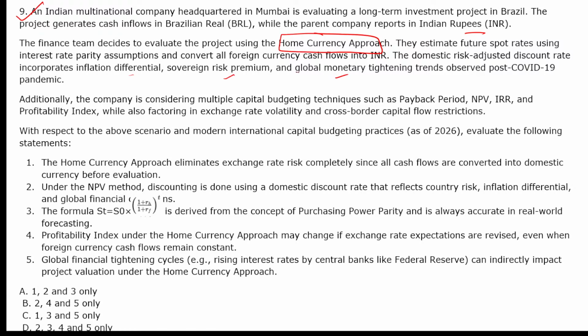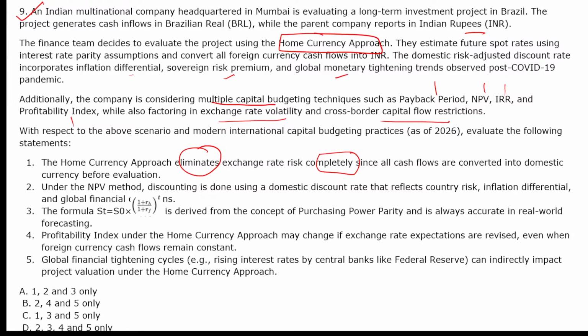Additionally, the company is considering multiple capital budgeting techniques such as payback period, NPV, IRR, and profitability index, while also factoring in exchange rate volatility and cross-border capital flow restrictions. With respect to the above, evaluate the following statements on modern international capital budgeting practices. Statement 1: The home currency approach eliminates exchange rate risk completely since all cash flows are converted into domestic currency before evaluation. Do you think this is correct?